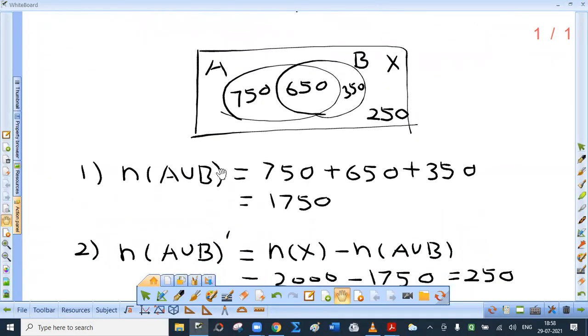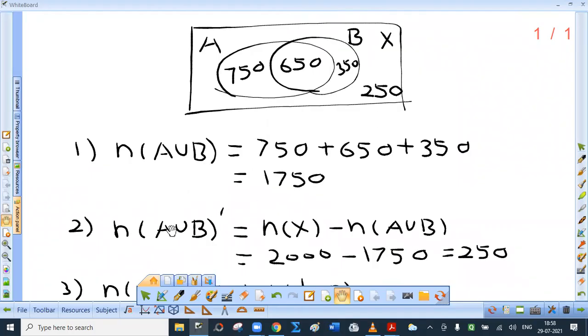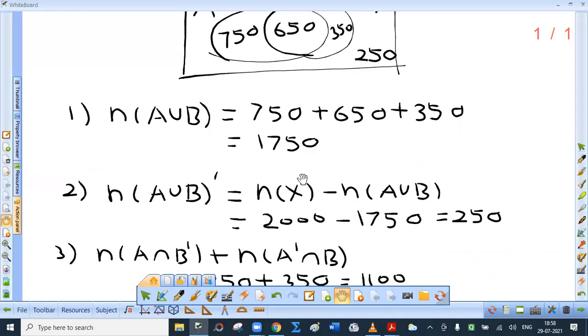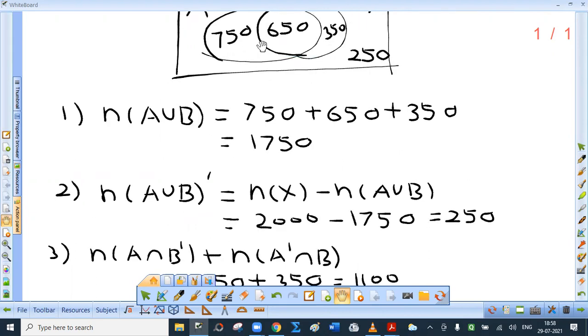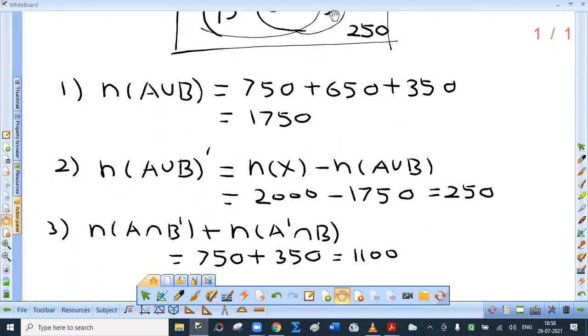Now first part, what is asked? Actually, you should write the number of individuals who read at least one of the two newspapers, n of A union B, this plus this plus this. That is 1750. Okay. Second part, number of individuals who read neither Marathi nor English. So out of 2000, 1750 read at least one of the two. So the remaining 250 do not read either of these two. Third part, number of individuals who read exactly one of these two. So 750 plus 350, that is 1100.